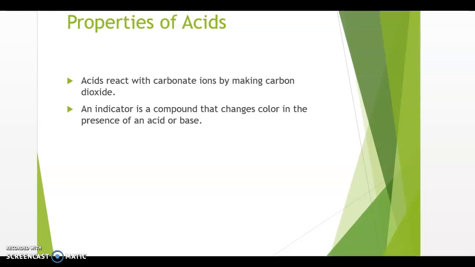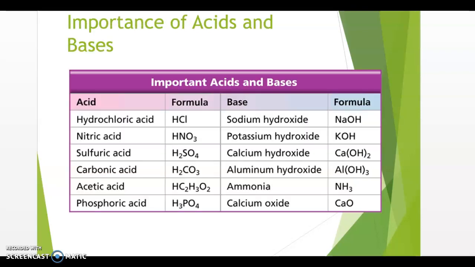An indicator is the compound used that changes color in the presence of an acid or a base. So there are different indicators out there. The most common would be litmus paper. Okay, so acids and bases, some different common ones: hydrochloric acid, nitric acid, sulfuric acid, and then their formulas. Acetic acid is vinegar. Sulfuric acid you'll find in batteries.